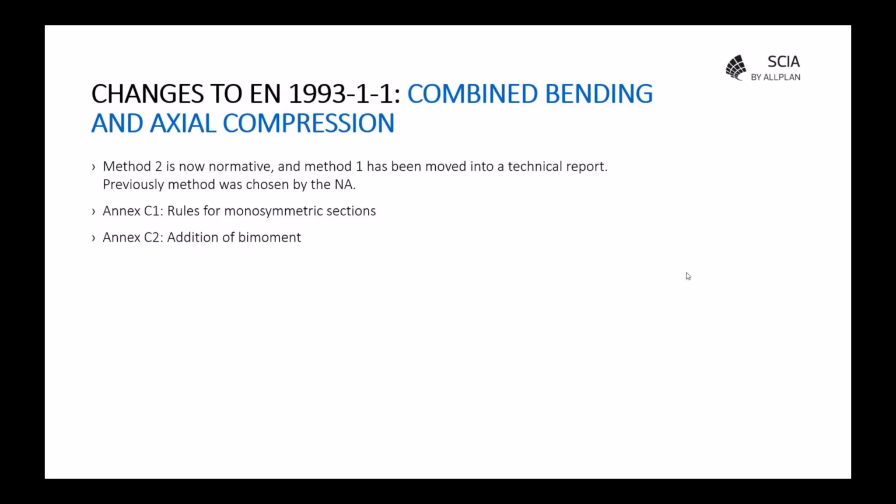And generally, what we recommended would be to switch then to method two, because generally in method two it would pass. However, some NAs forced the use of method one, so then there was not really a solution for those cases. But now method two has become normative in the code, and method one has been moved to a technical report. So hopefully all of the national annexes will also take on method two as the default now, and these problems should be reduced.